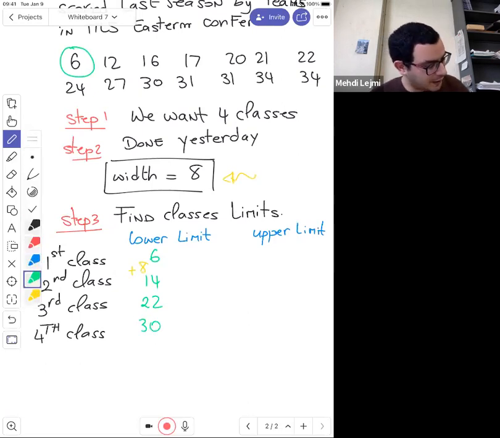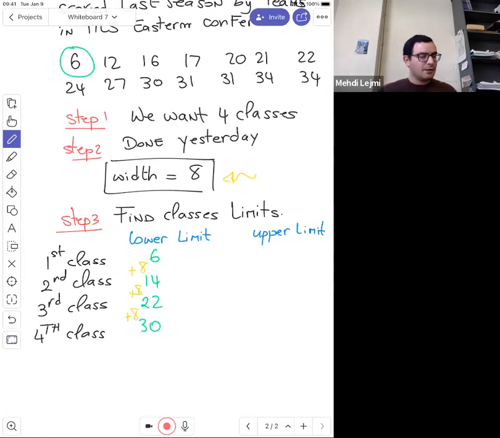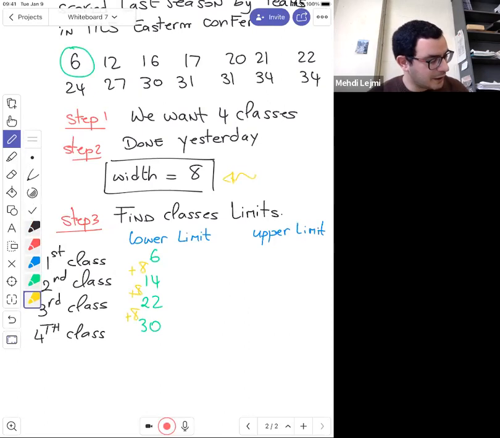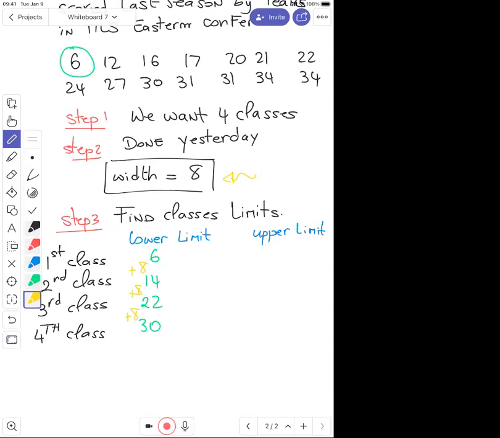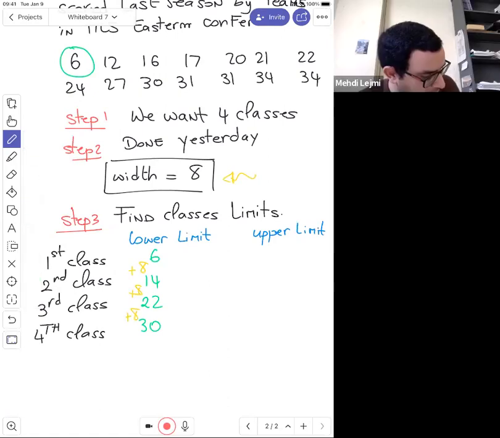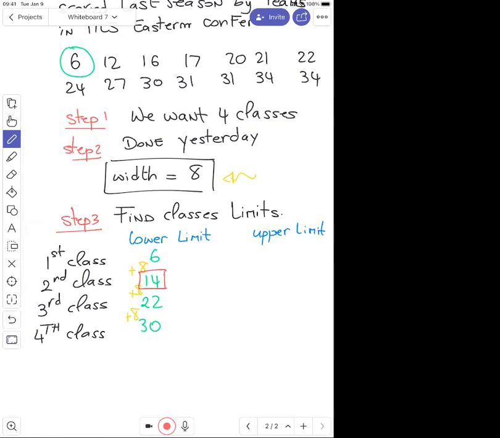Okay, so this is plus 8, plus 8, and then plus 8. All right, now for the upper limit, just be careful here. For the upper limit of the first class, what we do is take the lower limit of the second class, which is 14, and then you subtract.